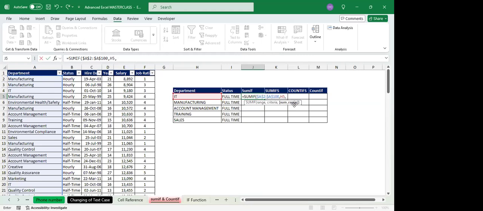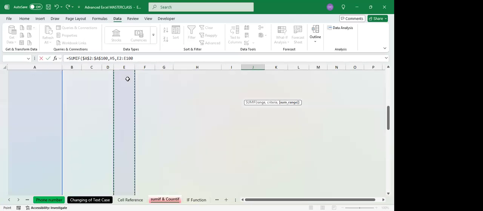What should it do to them? We are saying that sum the range. So what will be the sum range? Of course, we can't pick anything from here. It has to be what has a number, right? So this is all of them. We are going to select all of them like this, and I'm going to lock it again, right?